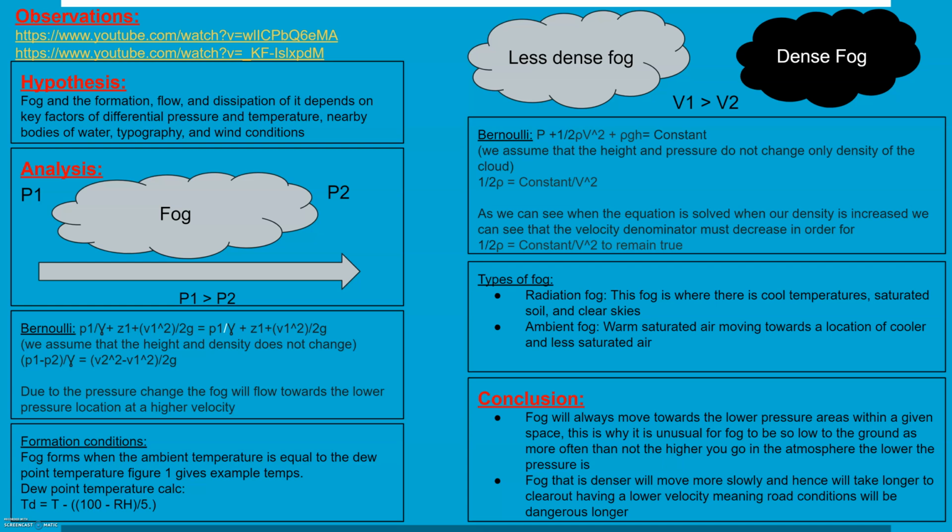Now we have two different types of fog. We have radiation fog and we have ambient fog. Radiation fog occurs where the temperature is cool, we have saturated soil and clear skies. This would be fog that you would normally see early morning on a quite hot day after a long night of rain from the previous night.